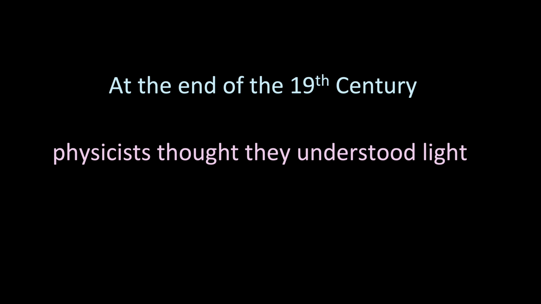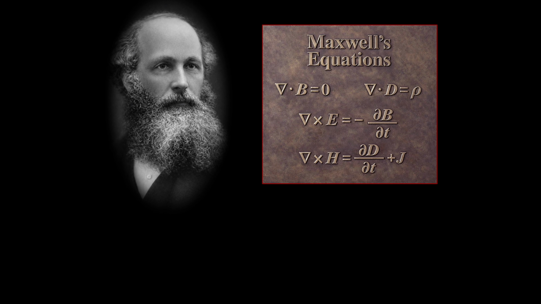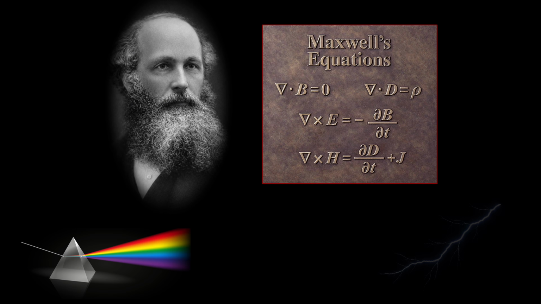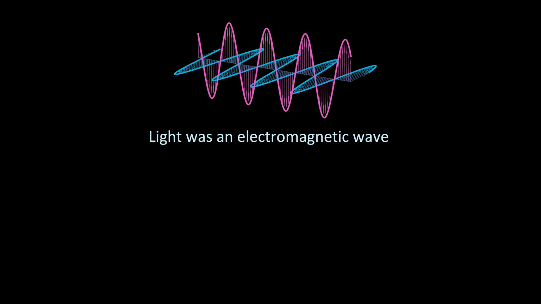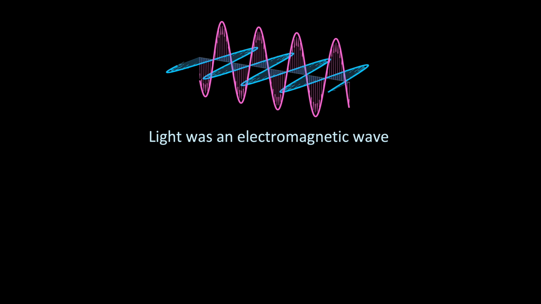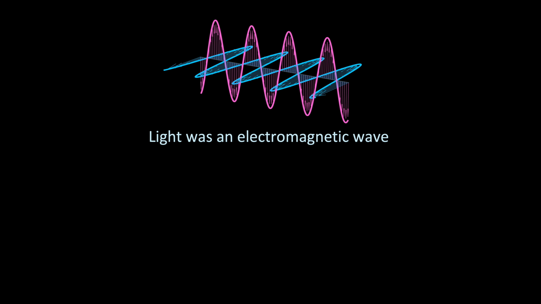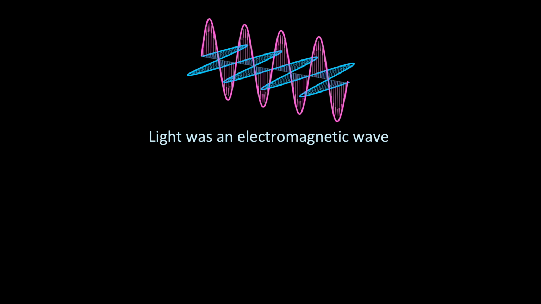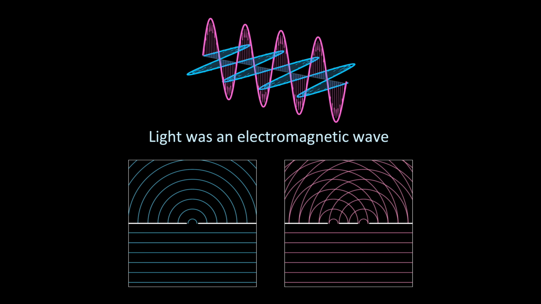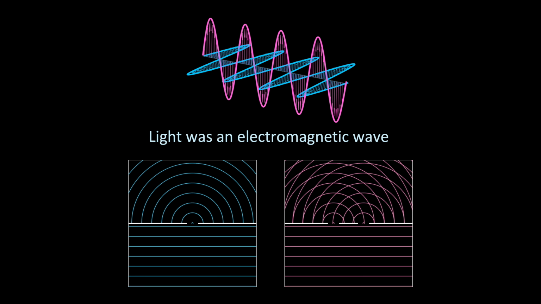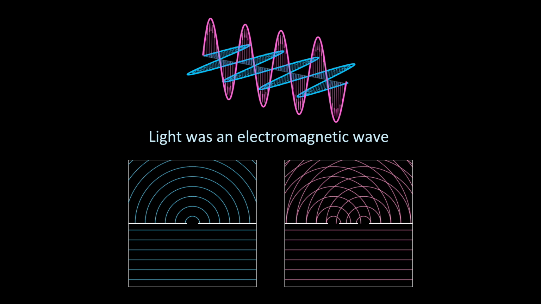At the end of the 19th century, physicists thought they understood light. James Clerk Maxwell's electromagnetic theory had unified optics, electricity, and magnetism into a single astonishingly successful framework. According to this framework, light was an electromagnetic wave, an oscillating electric and magnetic field that was smooth, continuous, and spread out in space. Phenomena such as interference and diffraction seemed to confirm the wave picture, and many physicists hailed Maxwell's theory as one of the crowning achievements of 19th century physics.